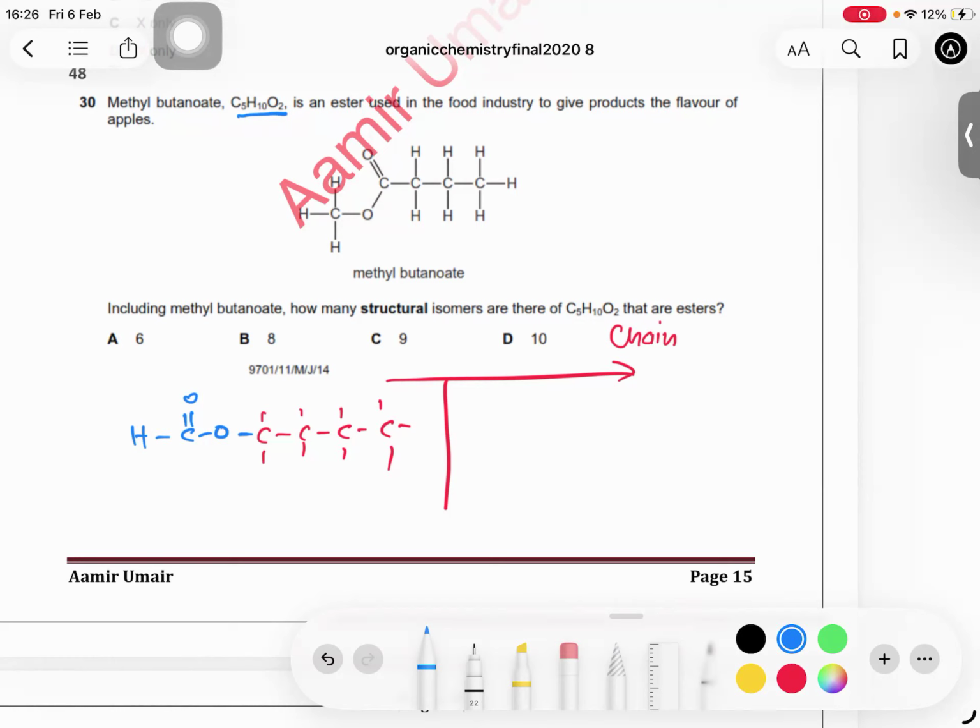Eight. I don't know. Sorry. 7. 6. No. 8, 7. The first one is easy.